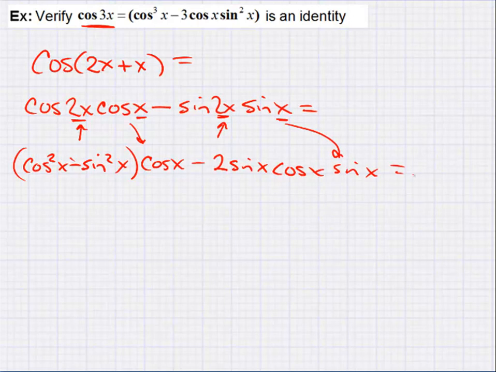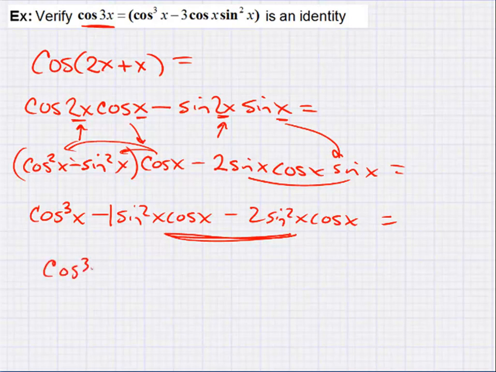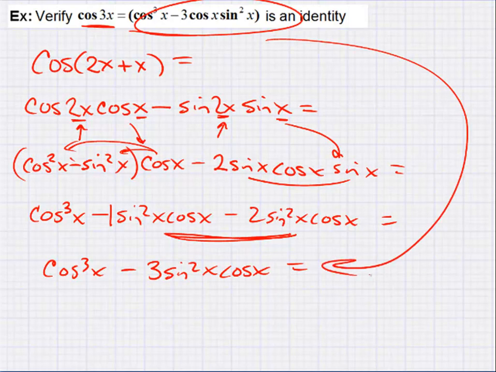So if you look at what we got here, we distribute this in here and here. We're going to get cosine cubed x minus sine squared x cosine x minus 2, if these get multiplied together, sine squared x cosine x. These are both sine squared cosines. I have a minus 1 and a minus 2, so that gives me cosine cubed x minus 3 sine squared x cosine x, which is exactly what was on the other side of the equation, thus verifying the identity. And if you look at what we did, everything inside these functions is now down to an x.